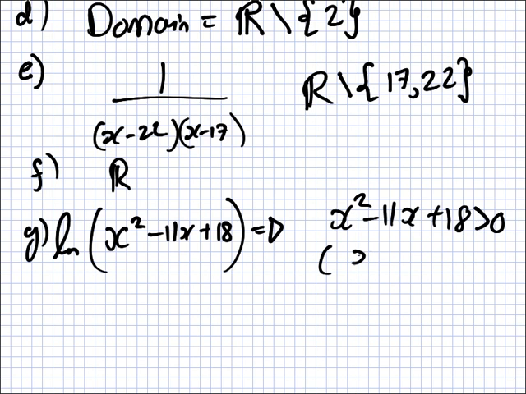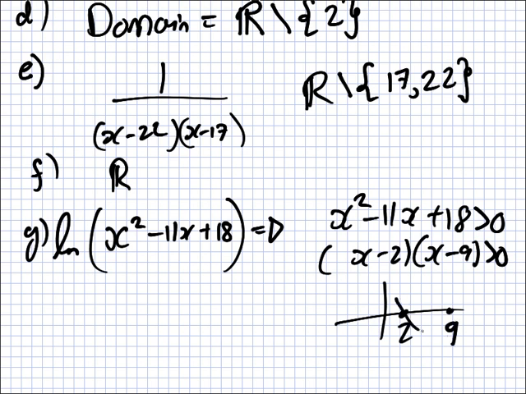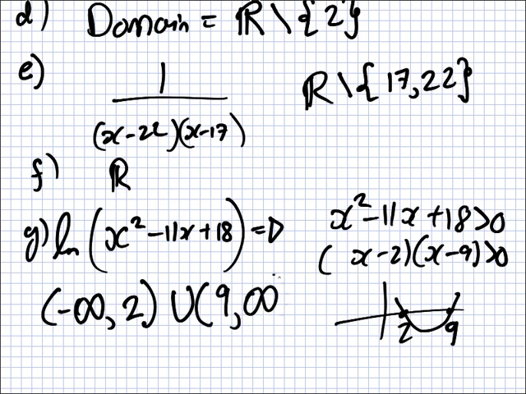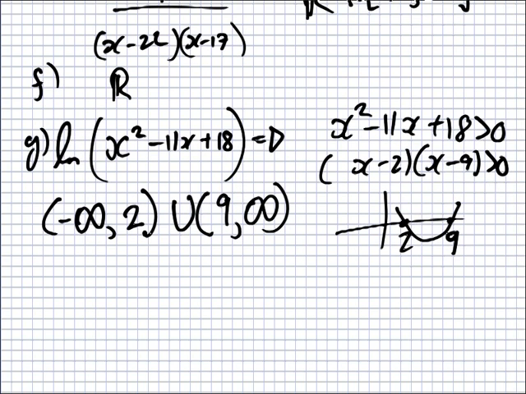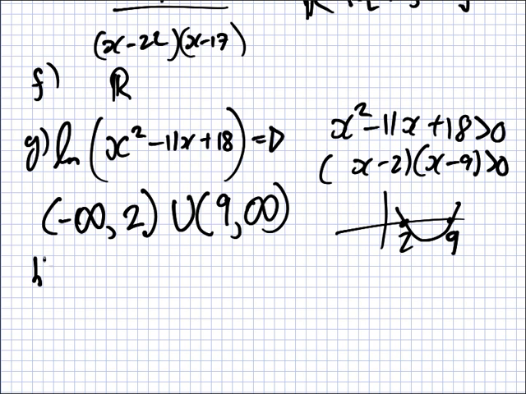x minus 2, x minus 9. Always positive. So it's from minus infinity to 2, and 9 to infinity. For H, we do the same thing, don't we?